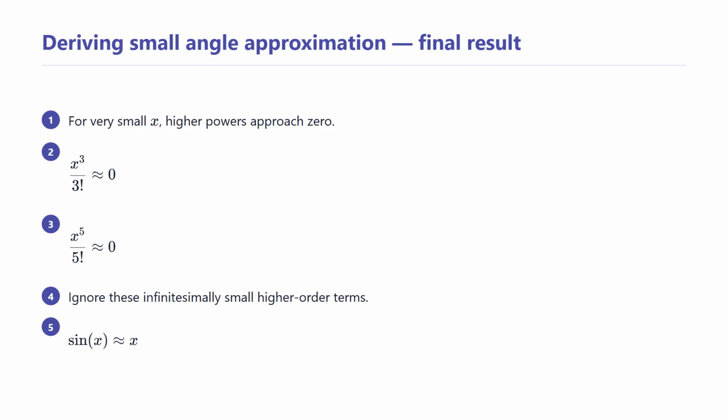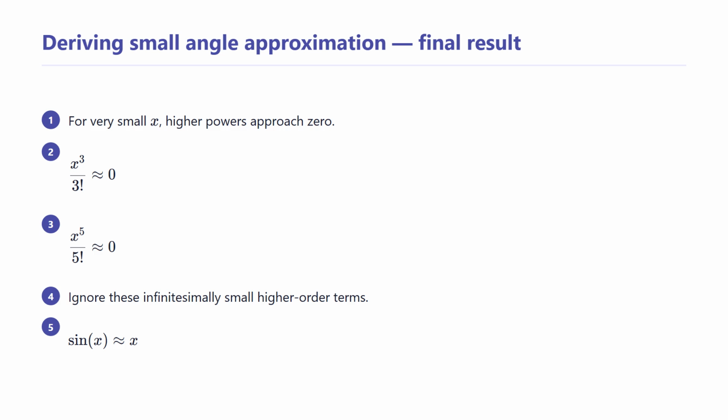Continuing our derivation, let us look at those higher-order terms. Because x is so small, terms like x cubed and x to the 5th power become incredibly tiny. In fact, they become so close to 0 that they have almost no impact on the final calculation. Therefore, we can safely ignore them entirely.